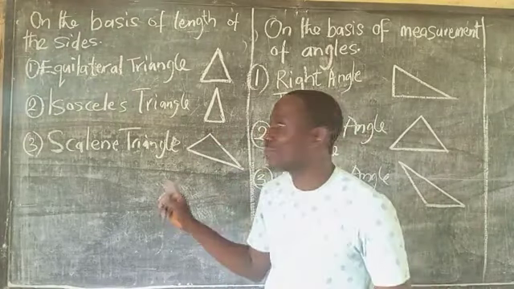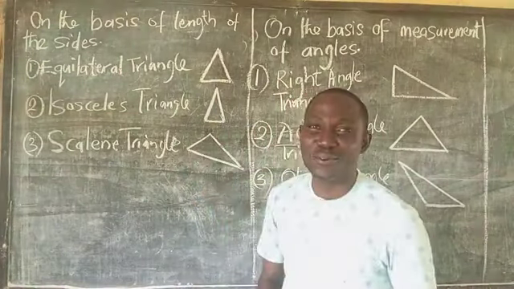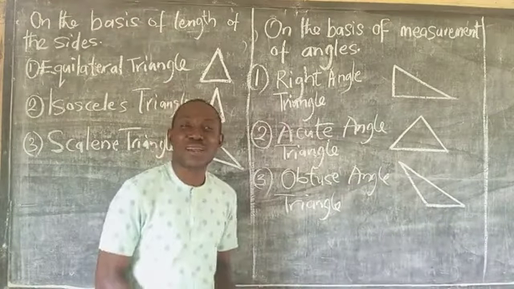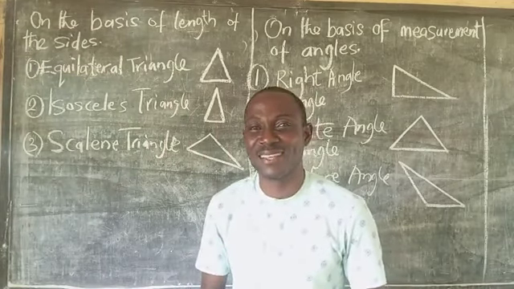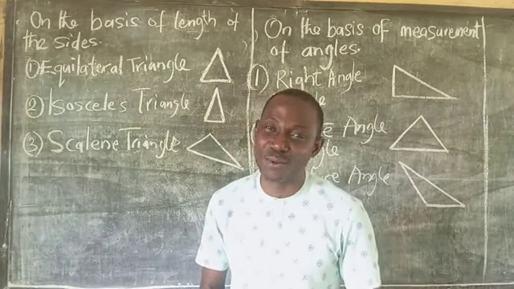So today our topic is on triangle. Triangle, what is triangle? Triangle is a type of polygon that has three sides and definitely three angles also.